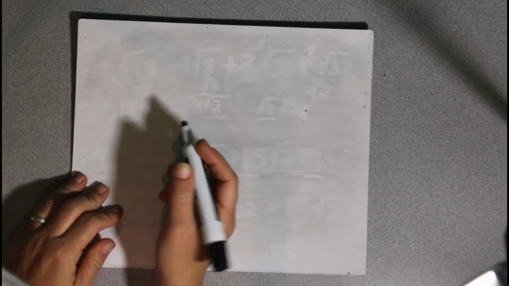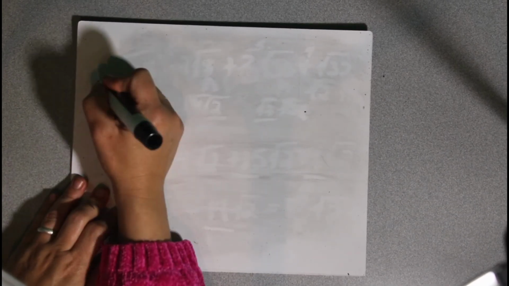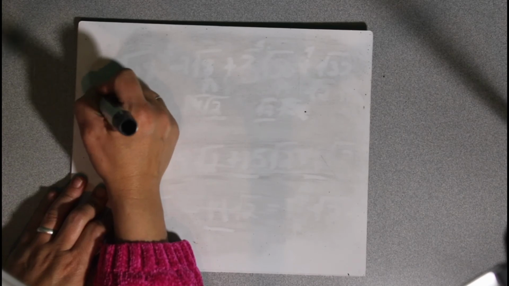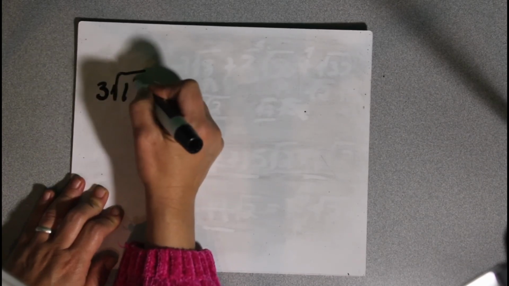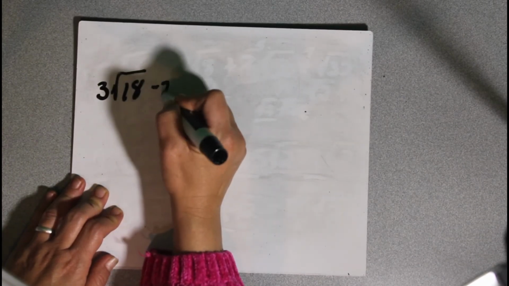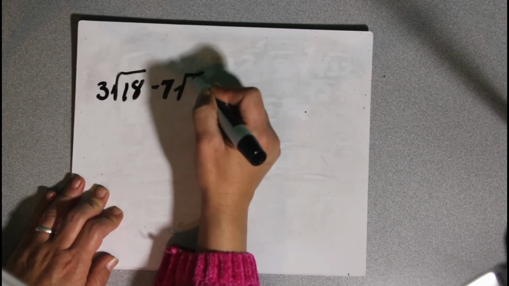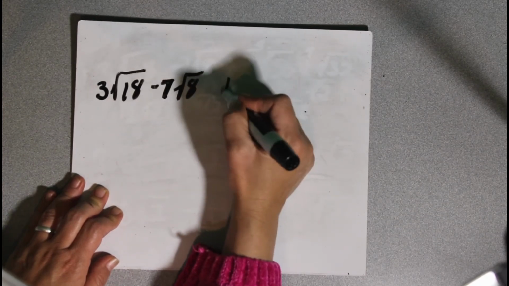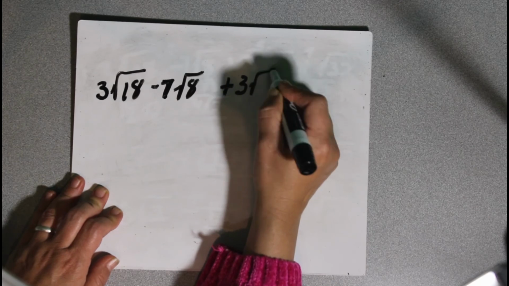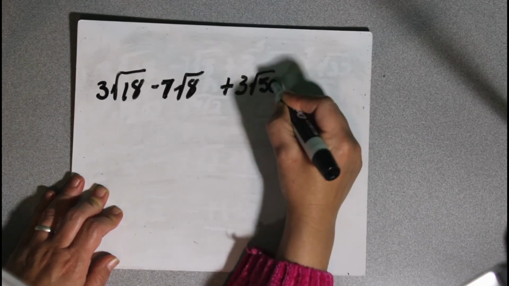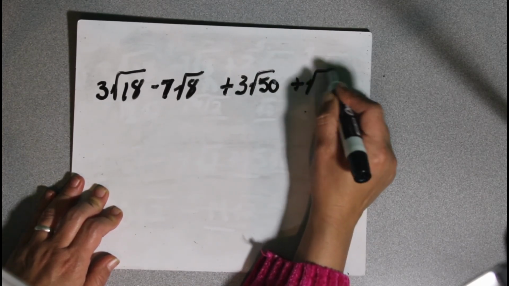Today I'm going to start with problem 28 from lesson 72. This problem is a square root problem, and it says simplify, and we have 3 times the square root of 18 minus 7 times the square root of 8 plus 3 times the square root of 50 plus the square root of 32.